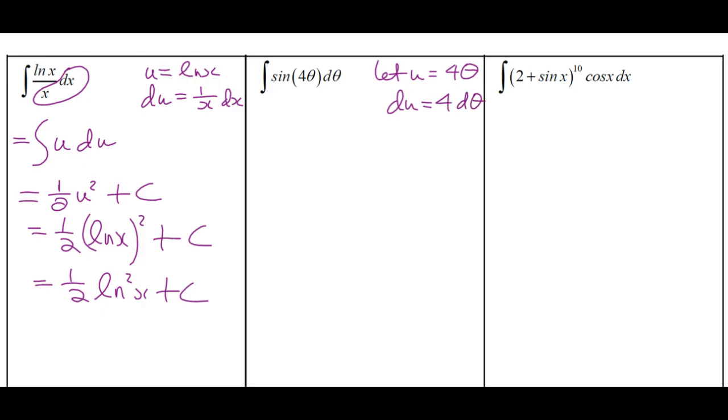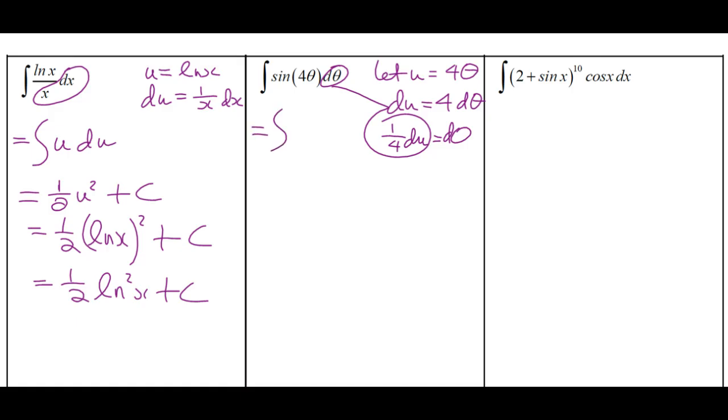4 d theta, right? Du by d theta is equal to 4. We're going to kind of skip that step now, right? Just go to du is 4 d theta. Now, do you see a 4 d theta there that I can replace? No, so what do I want to do? So 1 quarter du is equal to d theta. Okay, so the d theta can be replaced by 1 quarter du.